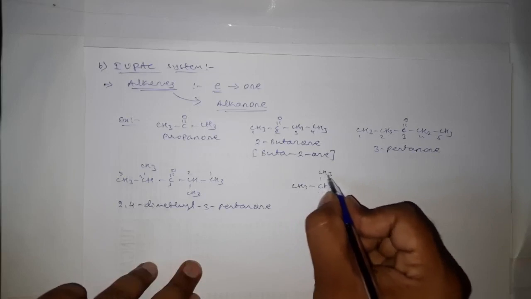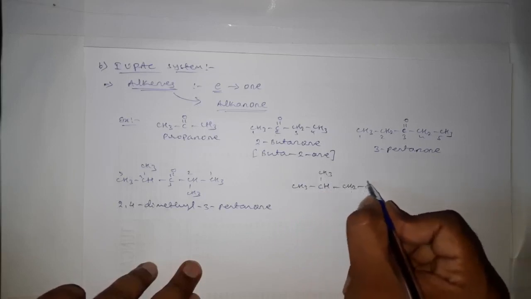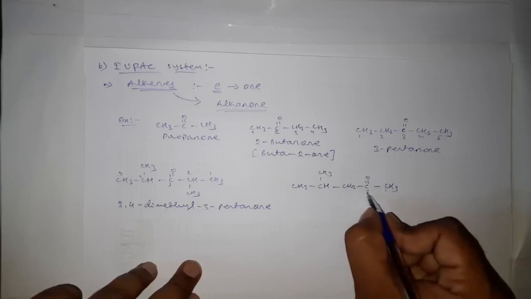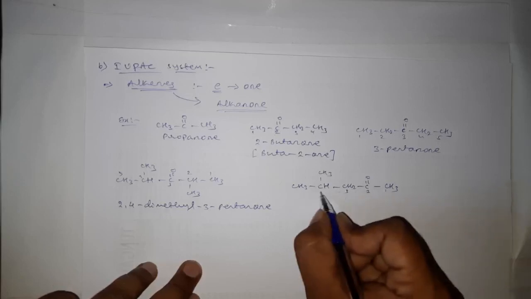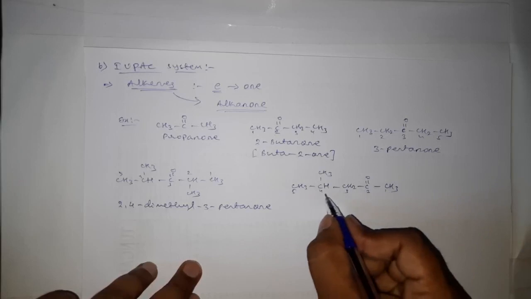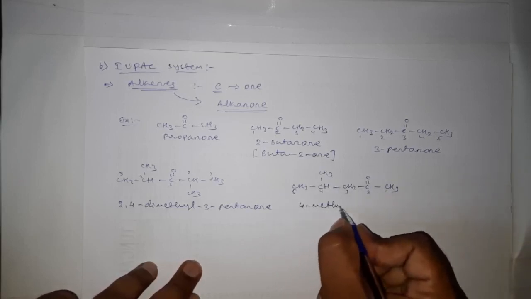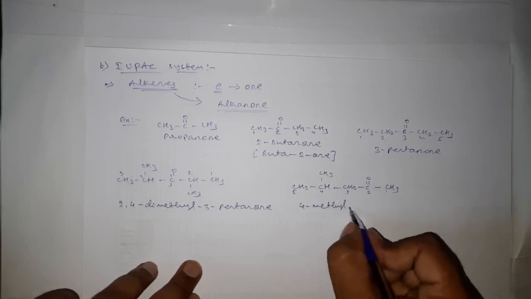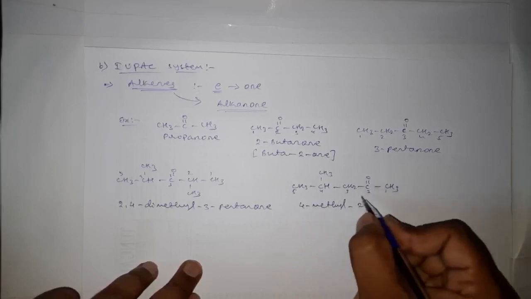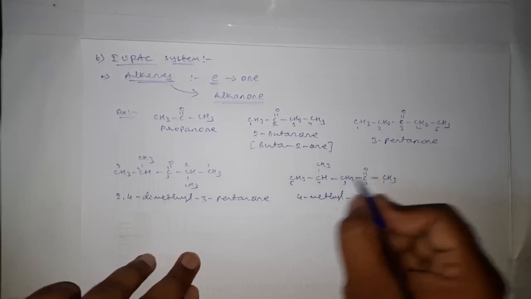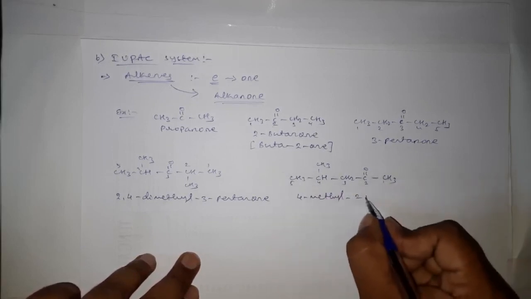Okay, or we can take this one, CH3 CH CH3 CH2 C double bond O CH3, 1, 2, 3, 4, 5. On the fourth carbon, one substituent is there, that is 4-methyl, 4-methyl, and on the second carbon, the carbonyl carbon is there. Means in the second position, the carbonyl carbon is there, and the parent alkane is pentane.